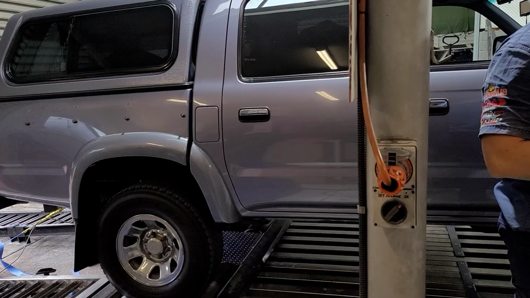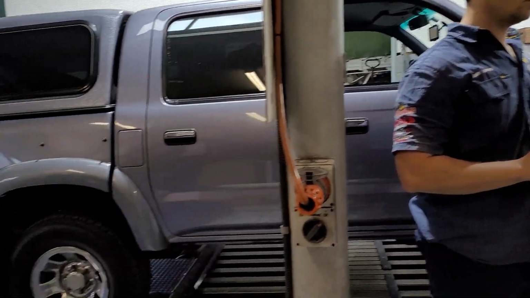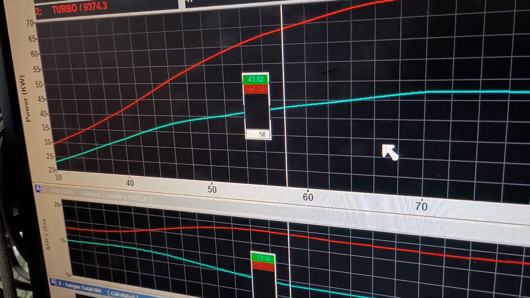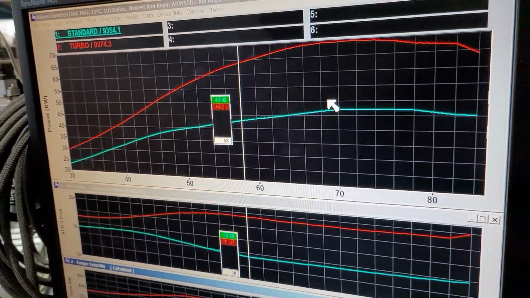The old Hilux 2.8 was a lot smaller in one of these things. But anyway, here it is, just done this turbocharger install on it and picked up in the vicinity of about 20 kilowatts before and after.